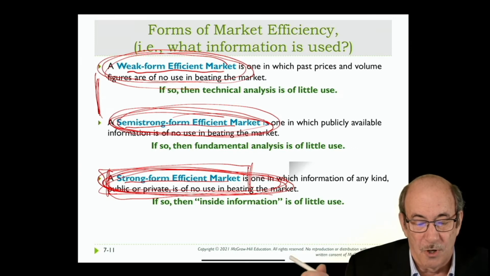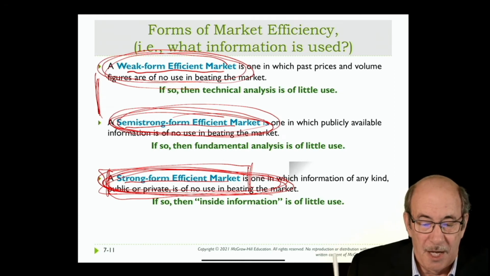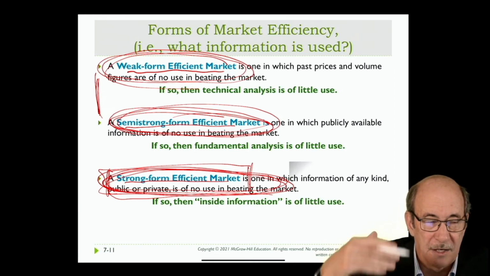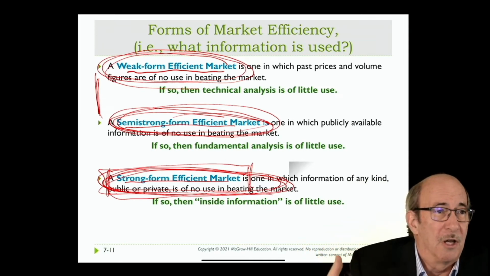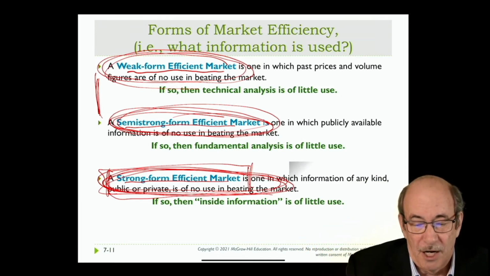So the strong form is really kind of a straw man, if you will. It's unattainable and just there as kind of that ultimate. We would love to have markets at that level, but we know in practice it can never happen.